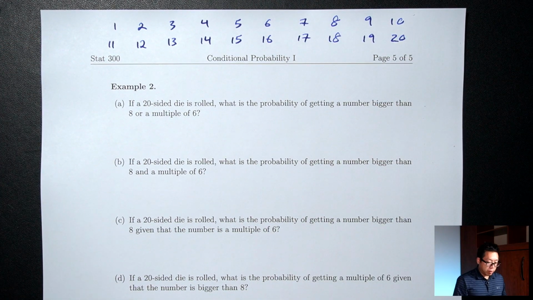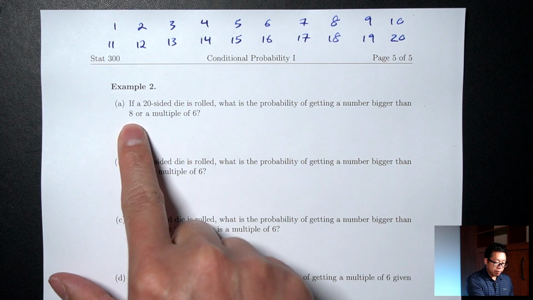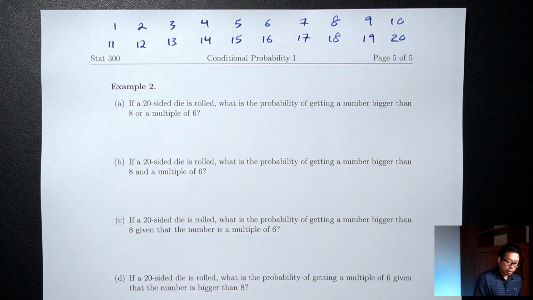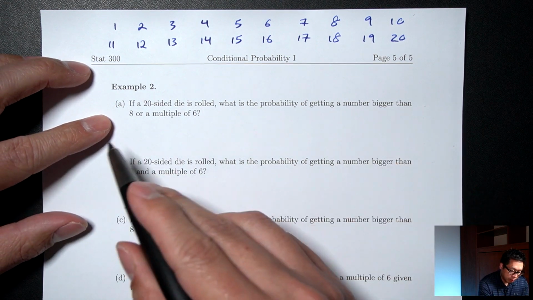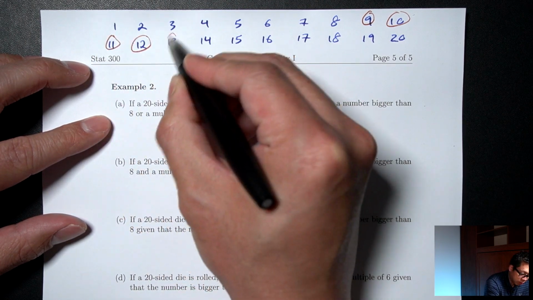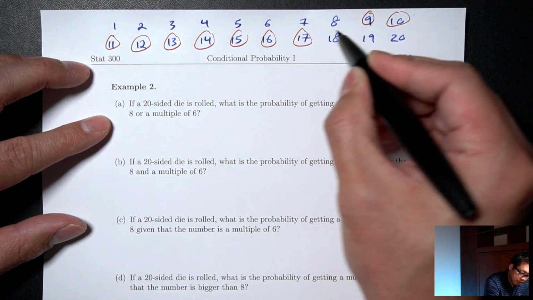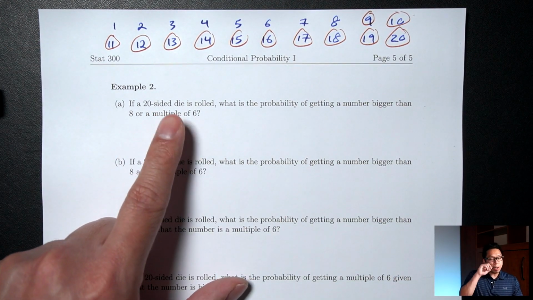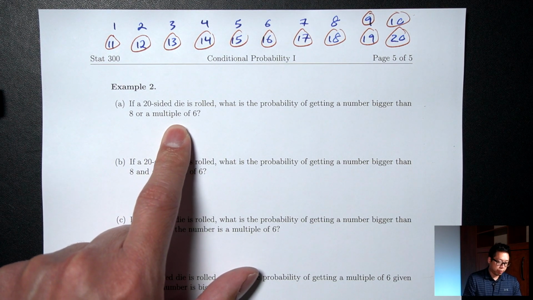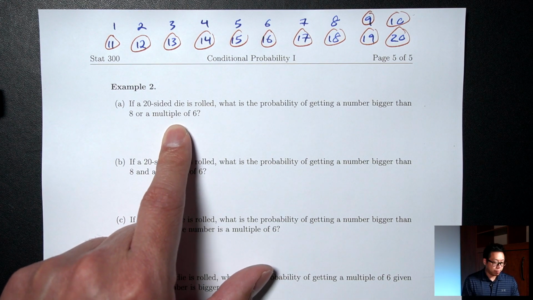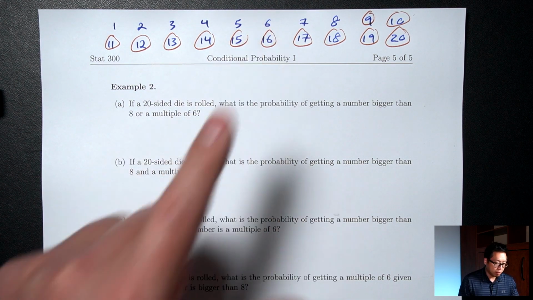In this problem, I'm interested in numbers that are bigger than 8, and then also numbers that are multiples of 6. So bigger than 8, let me put circles around those. Which numbers are bigger than 8? 9, 10, 11, 12, 13, 14, 15, 16. Okay, those are the numbers bigger than 8. And then I also care about multiples of 6 in this problem. Which numbers are multiples of 6? Multiple of 6 just means count by 6s. So 6 is one of them.